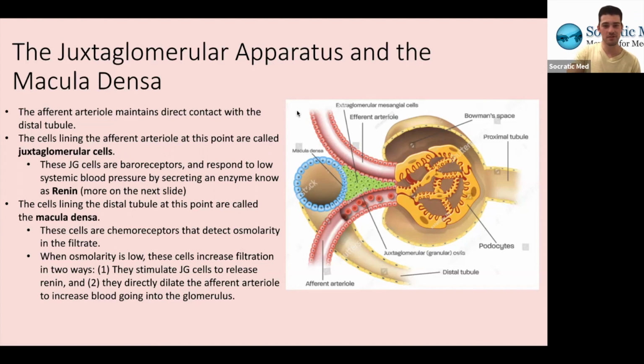The afferent arteriole maintains direct contact with the distal tubule. So if you look right over here, we have the afferent arteriole over here on the bottom, this red vessel on the bottom. And then the distal tubule is right over here.